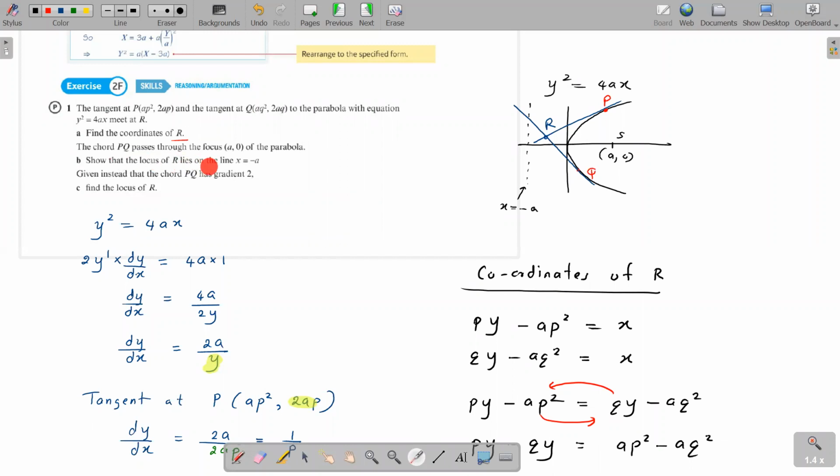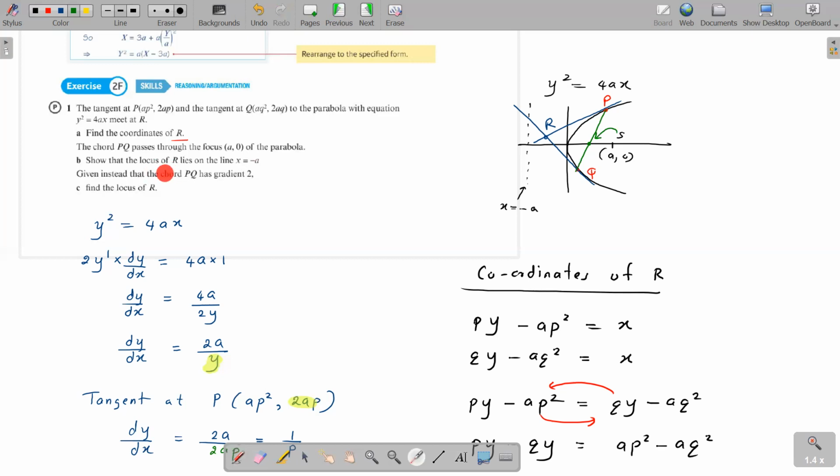The chord PQ passes through the focus (A, 0) of the parabola. Show that the locus of R lies on the line x equals minus a. Okay, look at what they're saying here. The chord PQ: you can see I just randomly marked my points P and Q. When we join these two points, the chord will pass through the focus, so my focus should be over here. The chord PQ is supposed to pass through the focus (A, 0) of the parabola. Then they are asking you to show that the locus of R.